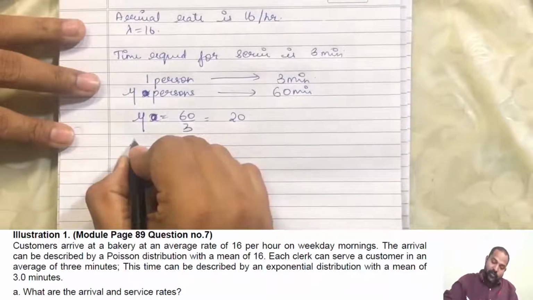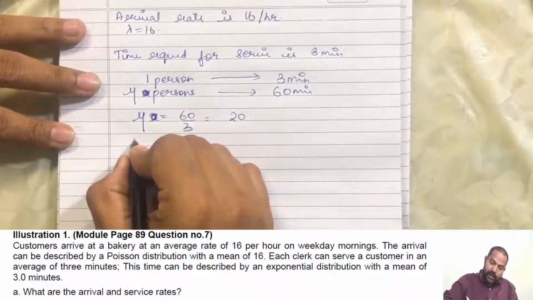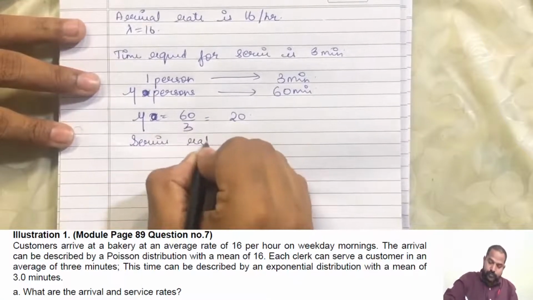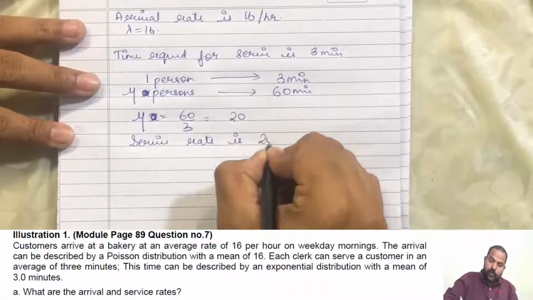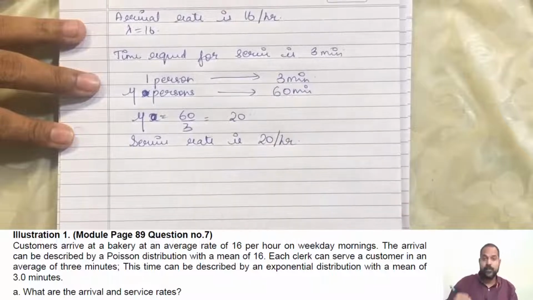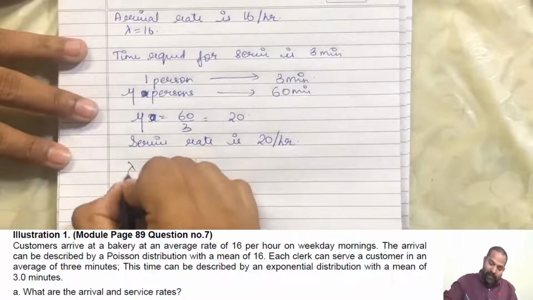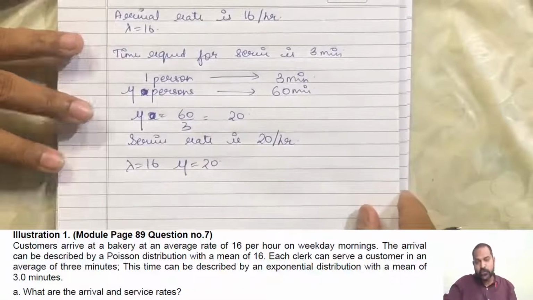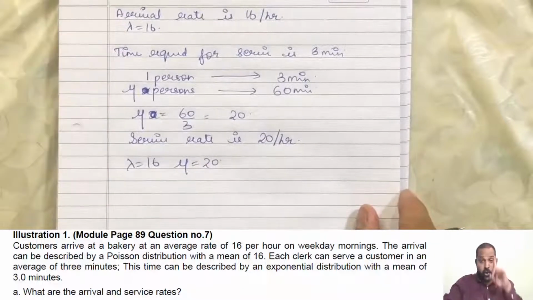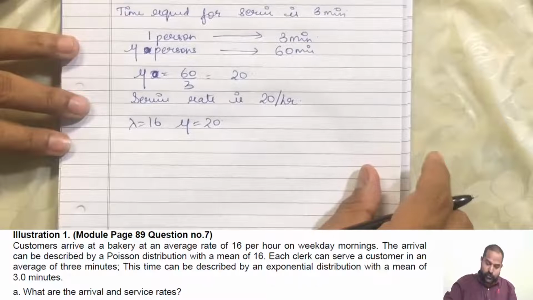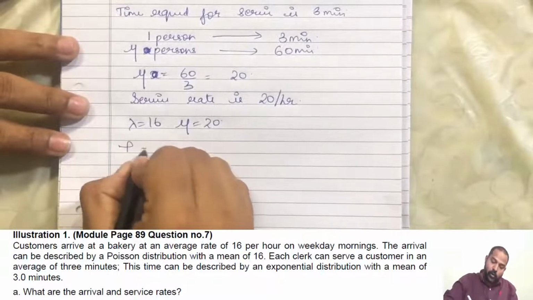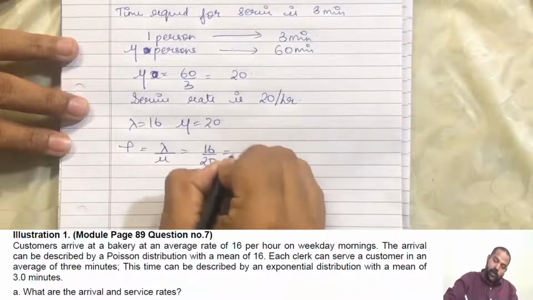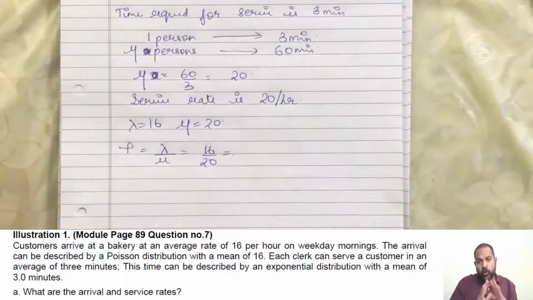So I have mu, which is service rate, 20 per hour. So I have lambda is 16 and mu is 20. Once you found lambda and mu, your next job is to find rho. Rho is lambda upon mu, which is 16 upon 20. Now it's up to you what you want to do.